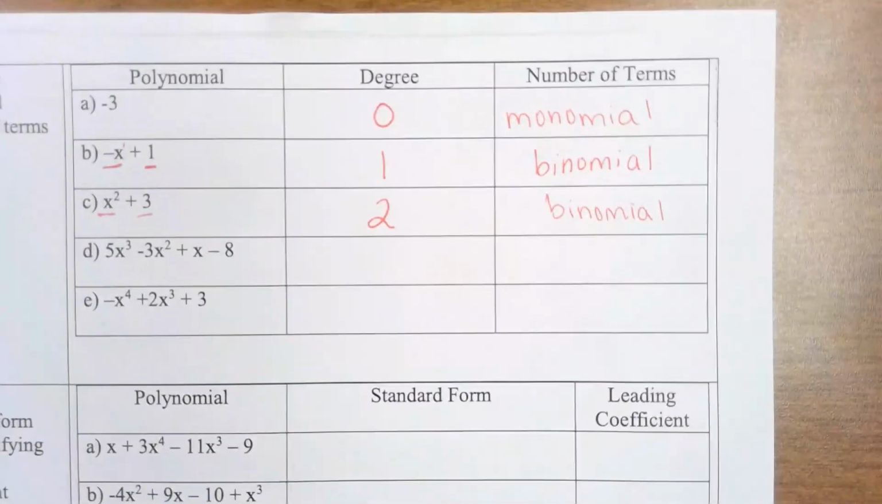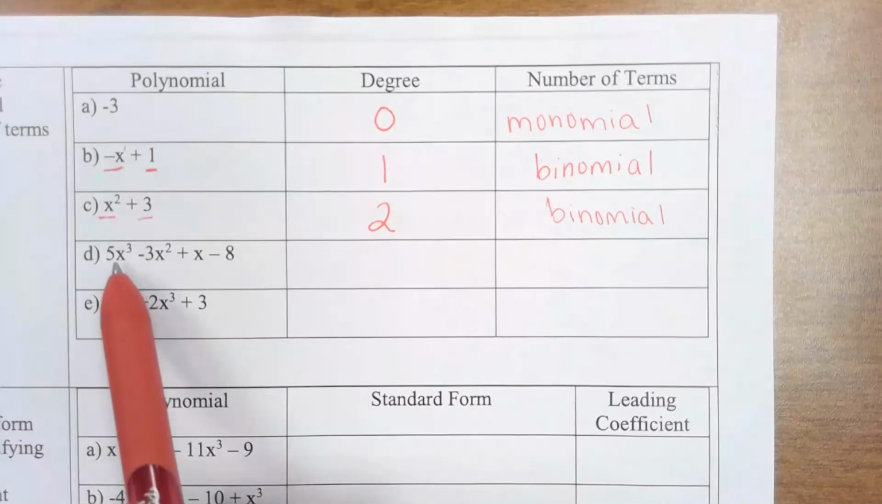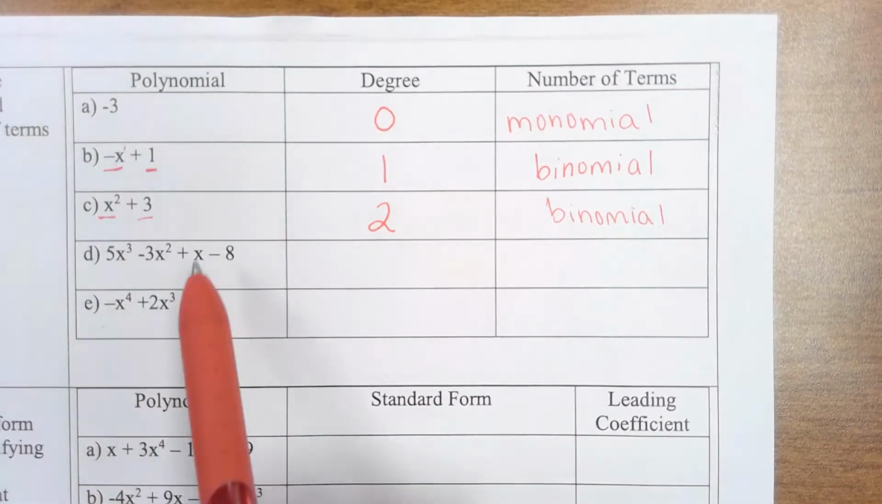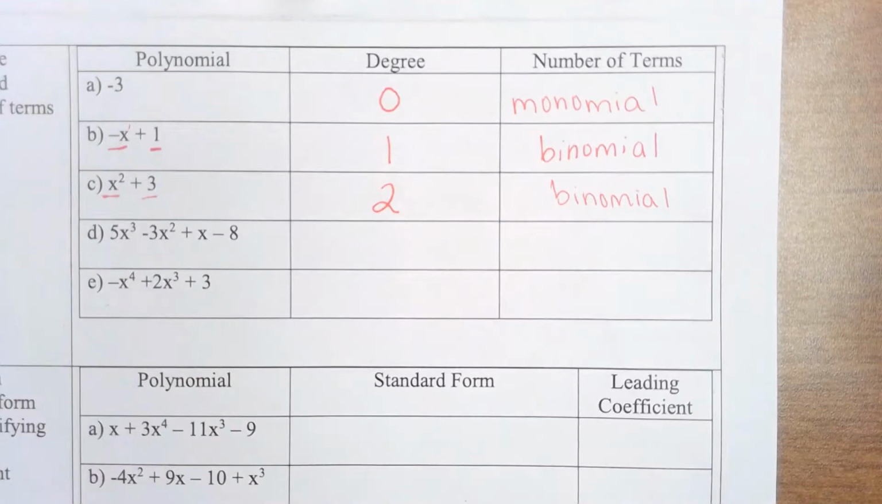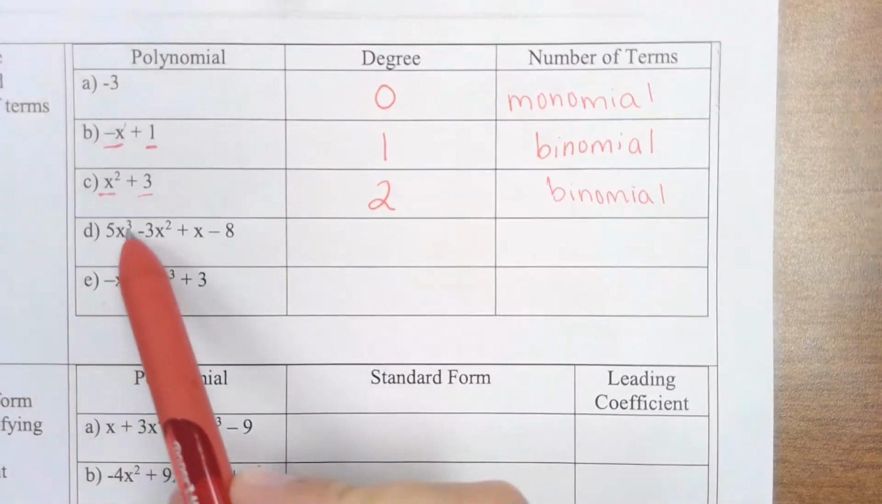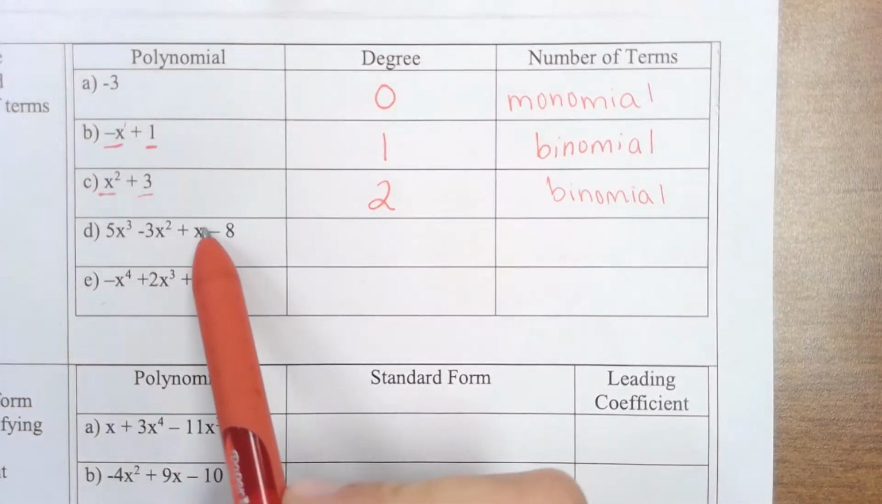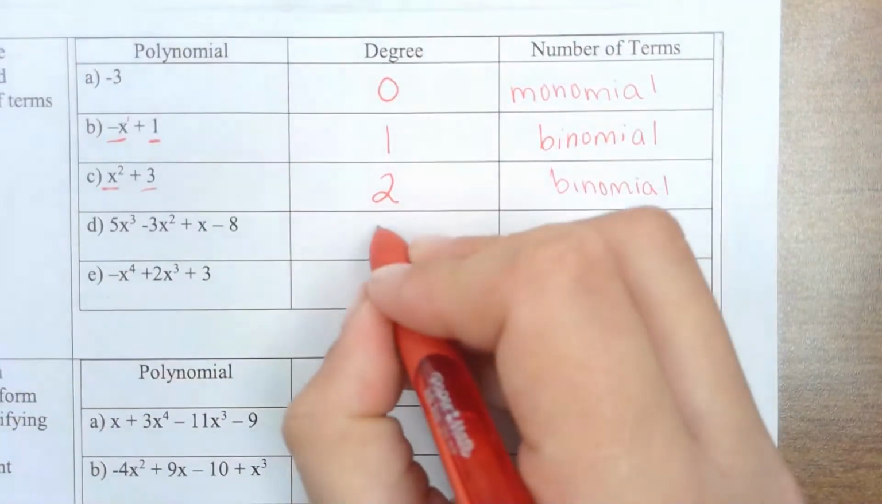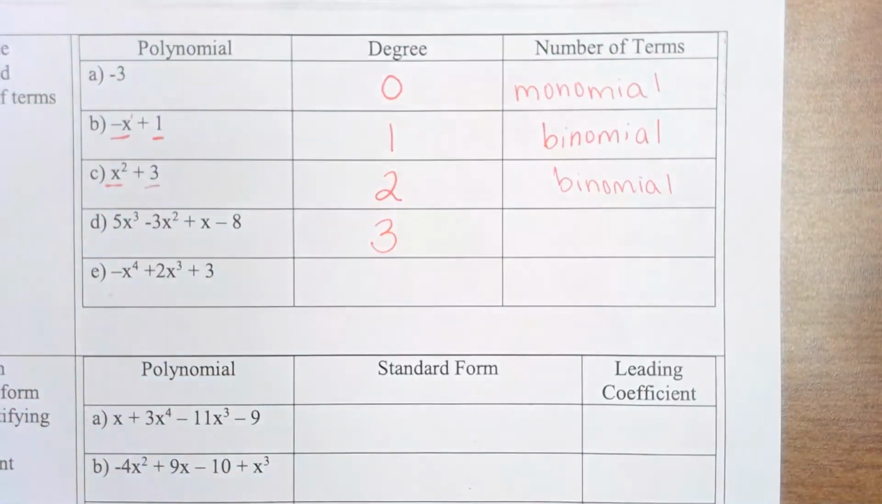All right, looking at the next one, looking at D. So notice how this time we have multiple exponents and multiple variables with multiple terms, okay? So again, your degree is coming from the term with the highest exponent available. So in this case, I have a 3, a 2, and a 1. So my highest exponent is 3. So that means that my degree here is going to be 3.